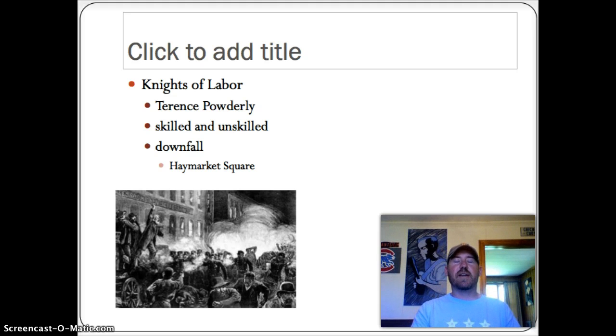Now, the downfall of the Knights of Labor is the Haymarket Square bombing, which actually wasn't done by members of the Knights of Labor, but it gets tied to them. They get looped into violence having to do with labor organizations, and it leads to them kind of going down.